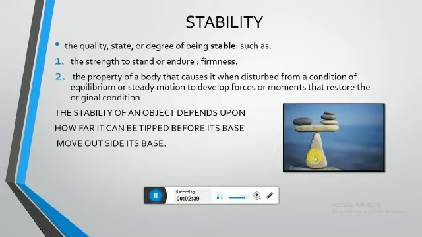Here is one example related to stable and unstable conditions. Look at the figure: a few stones are unstable, because after disturbing them they will not return to their original position. The stability of an object actually depends upon how far it can be tipped before its center of gravity moves outside its base. Let's try to understand this sentence on the next slide.